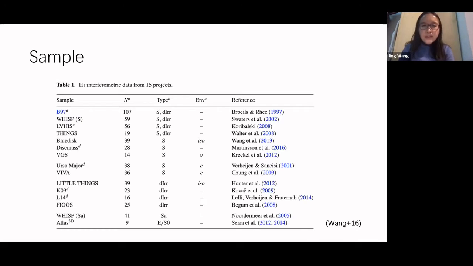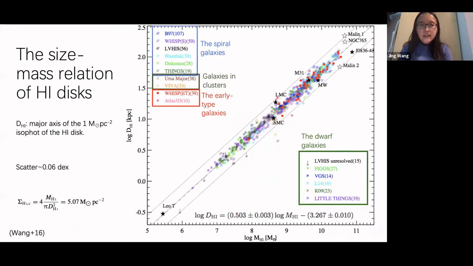This is the sample I use. We compiled a sample of H1 images from 15 projects. They are all interferometric H1 maps with relatively high resolution, including over 500 nearby galaxies. And this is our key result, the size-mass relation.